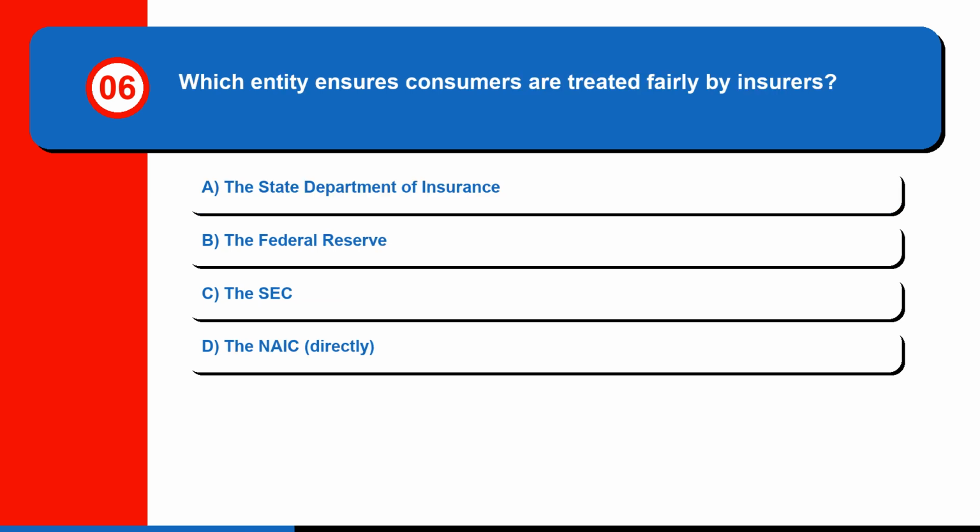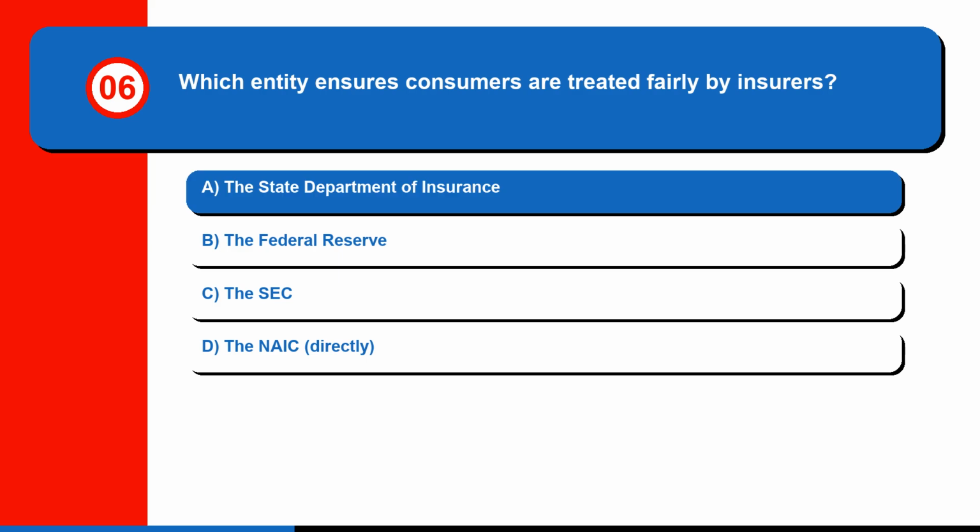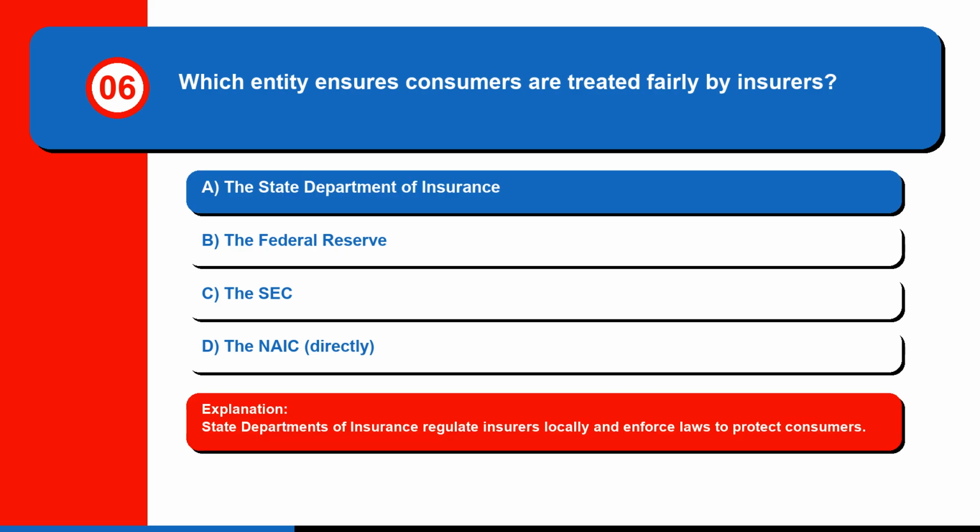Question 6. Which entity ensures consumers are treated fairly by insurers? A. The State Department of Insurance. B. The Federal Reserve. C. The SEC. Or D. The NAIC, directly. The correct answer is A. The State Department of Insurance. State departments of insurance regulate insurers locally and enforce laws to protect consumers.